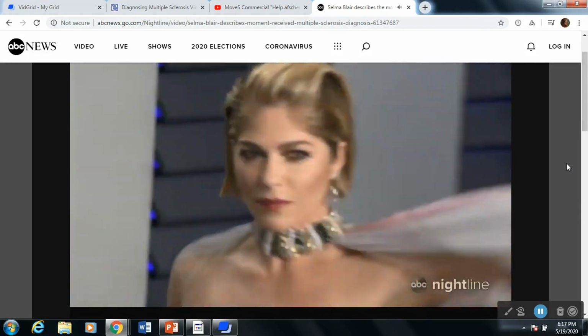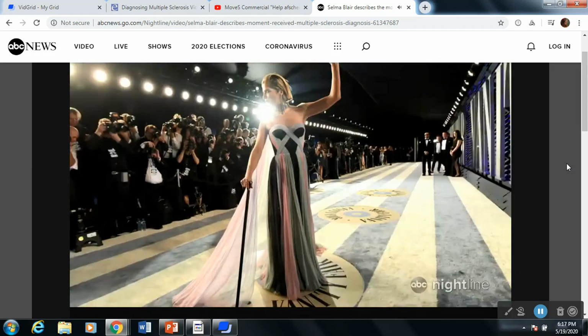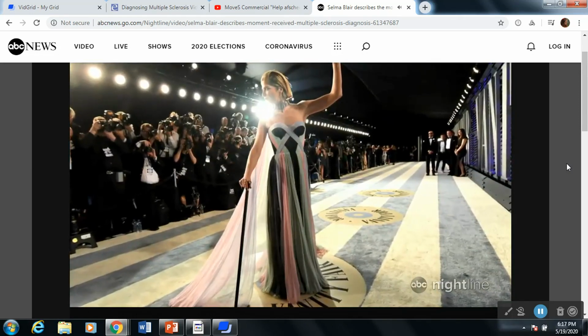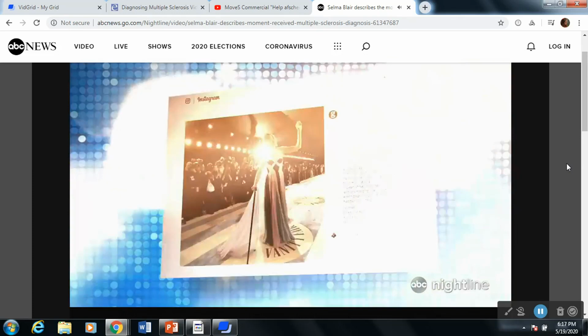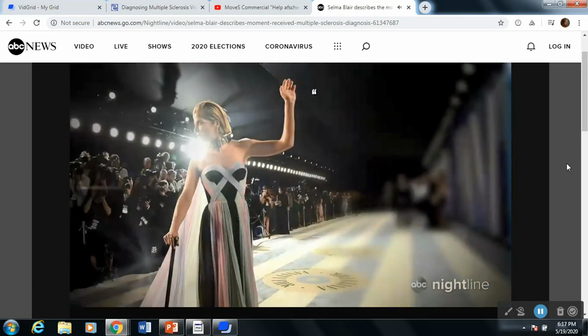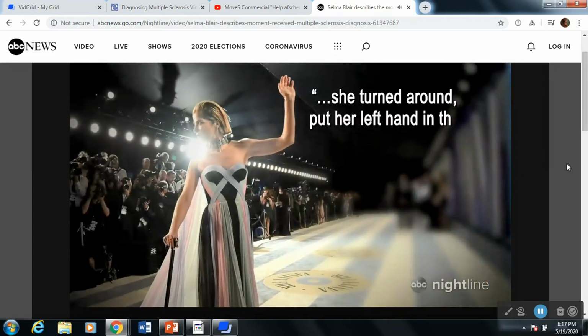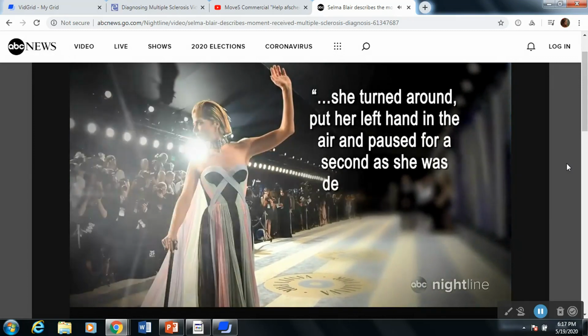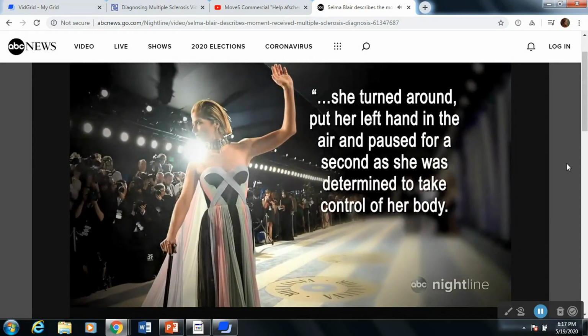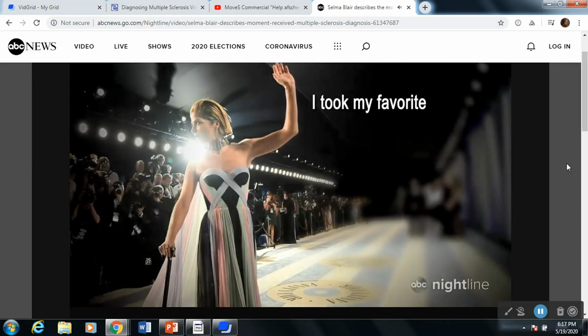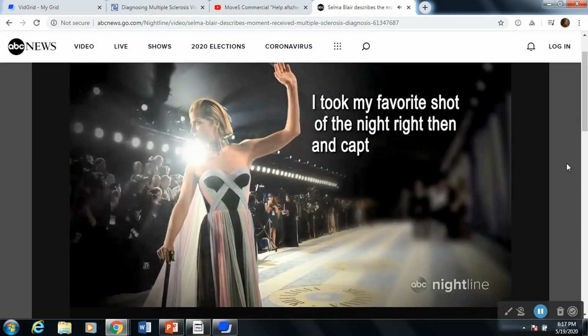Getty photographer Mike Coppola quickly snapped this powerful image, sharing his story on Instagram saying, quote, She turned around, put her left hand in the air, and paused for a second as she was determined to take control of her body. I took my favorite shot of the night right then and captured one of the most vulnerable human moments I have been a part of.